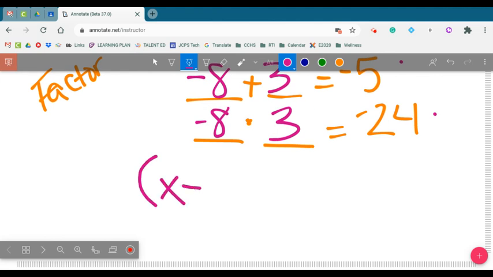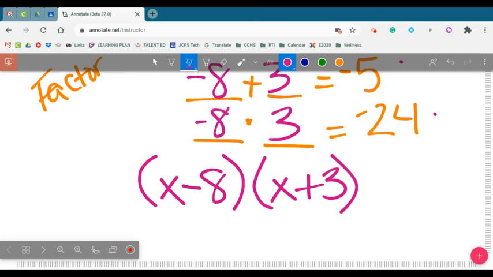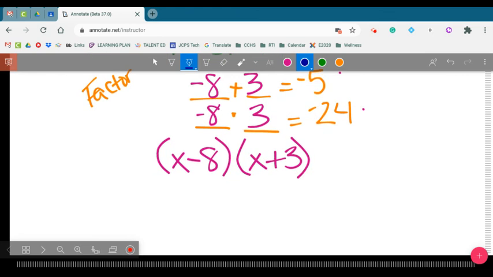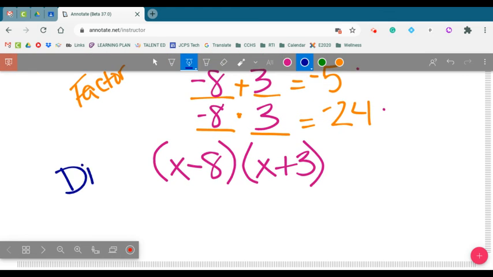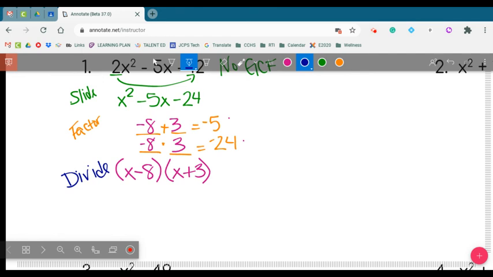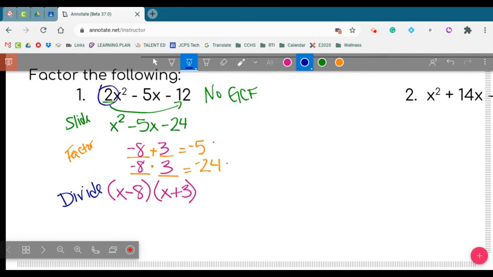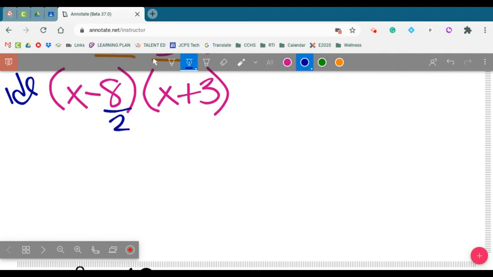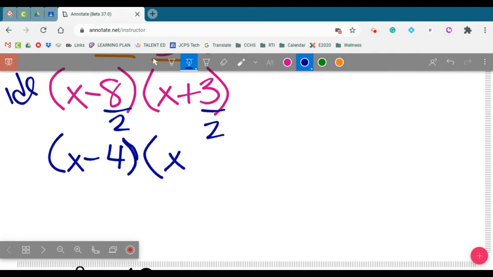And then I put it into my parentheses. Now my next step is to divide. So what do I divide by? I divide by the number I swung over at the beginning. So I swung over this 2, so that needs to be what I divide. And then we reduce. So 8 divided by 2 is going to give me 4. And then 3 over 2 doesn't reduce.